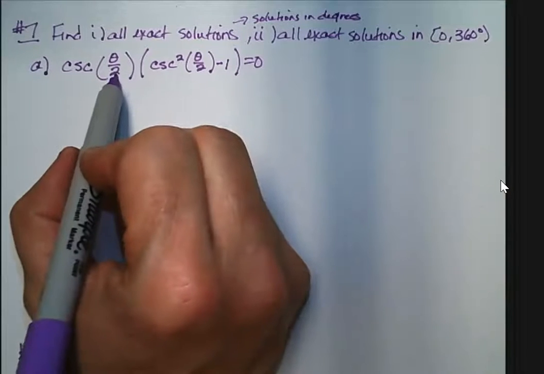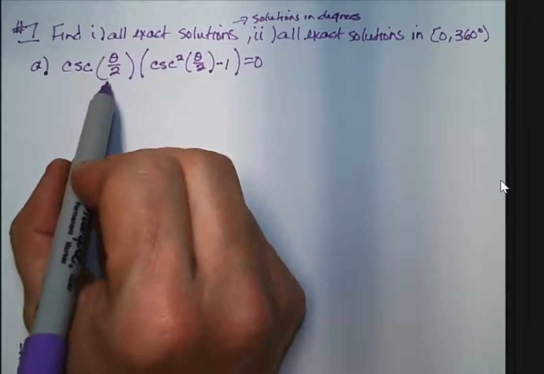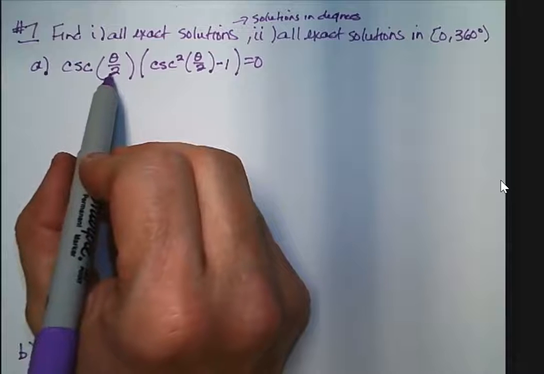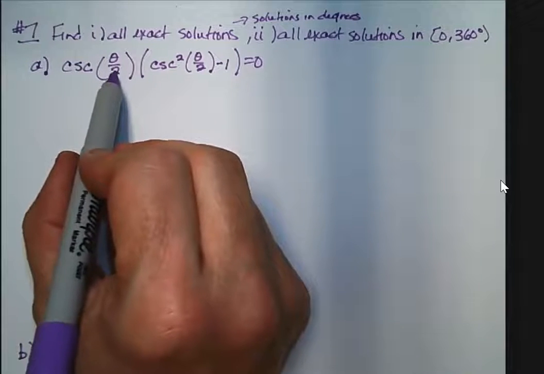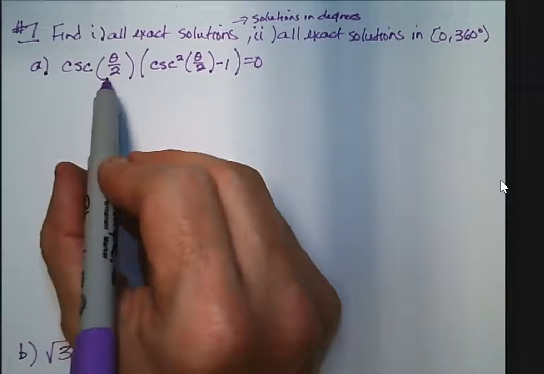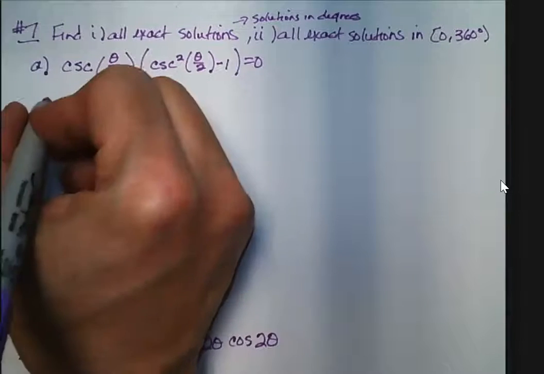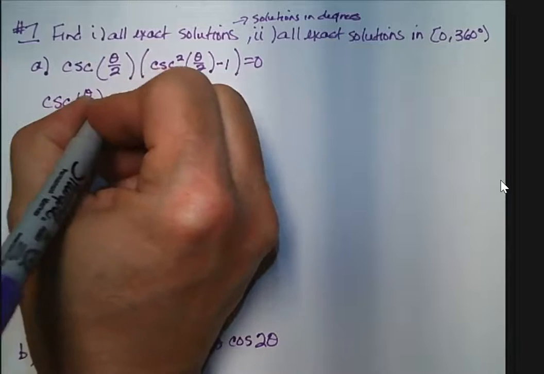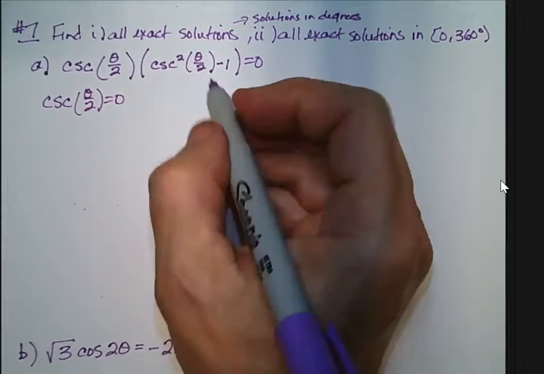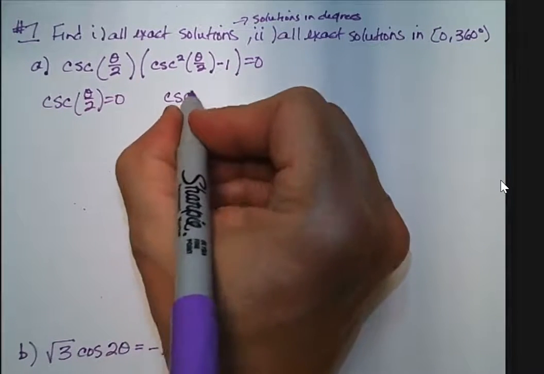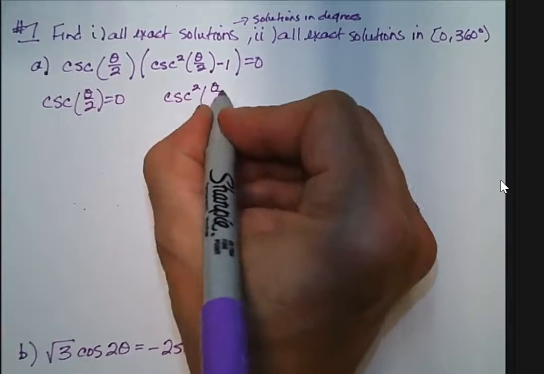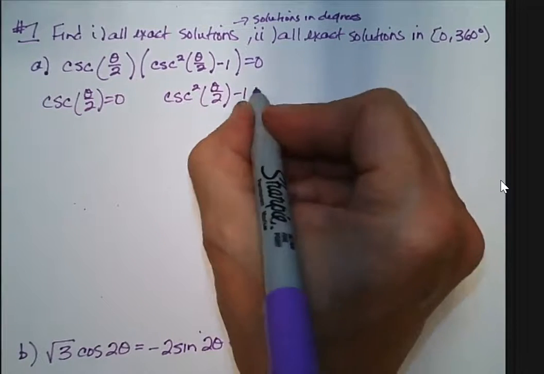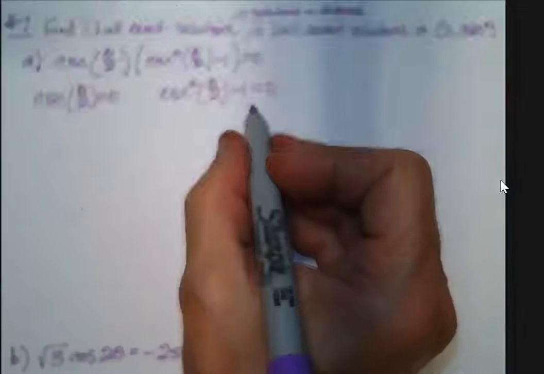And since our angle in here is theta over 2, we're first going to solve for theta over 2, and then we're going to take that and solve for theta. We can start out with the cosecant of theta over 2 equals 0. That's one equation we're going to solve. And then cosecant squared of theta over 2 minus 1 equals 0. That's our second equation to solve.